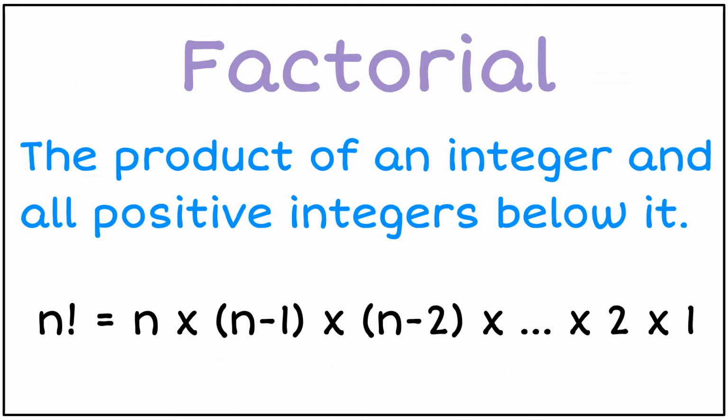So the first thing we need to know is this idea about what a factorial is. A factorial is the product of an integer and the numbers below it. For example, 5 factorial is the same as 5 times 4 times 3 times 2 times 1. So it always goes down to the value of 1. And this is one of the things that we use when we look at the different ways that we can combine things.